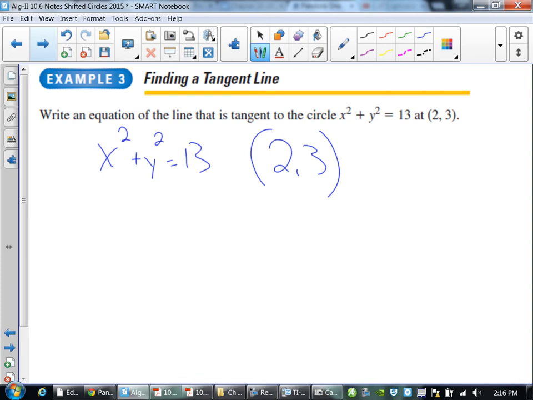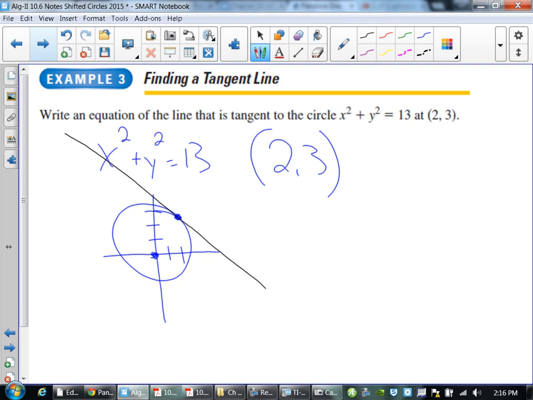It's r squared. It just so happens that r in this case is the square root of 13. That's all. So when I'm looking at something like this, visually, you have a circle centered at the origin. You've got this point (2, 3), which is on the circle. And what we want to do is find the equation of the line that goes through that point that's perpendicular to it.